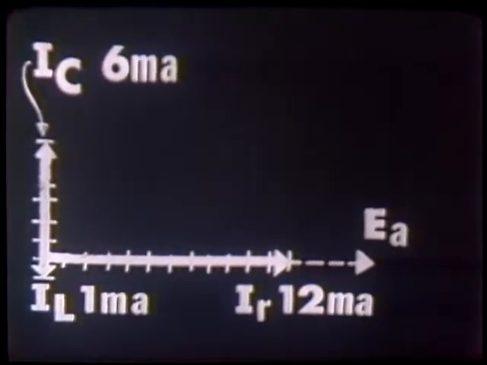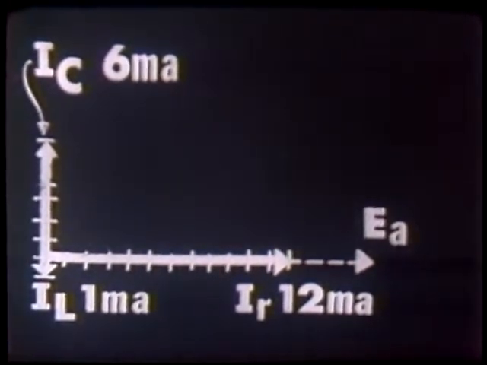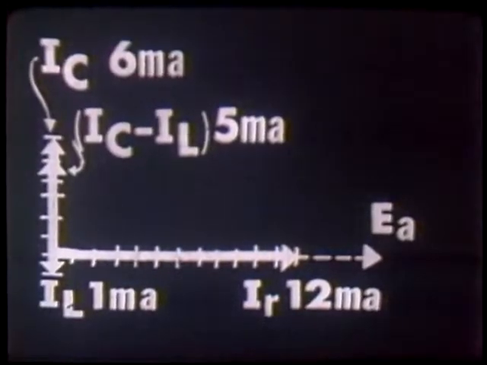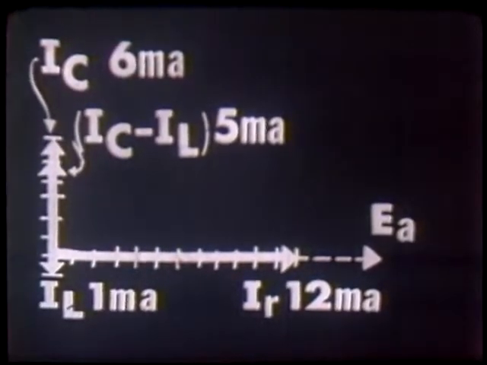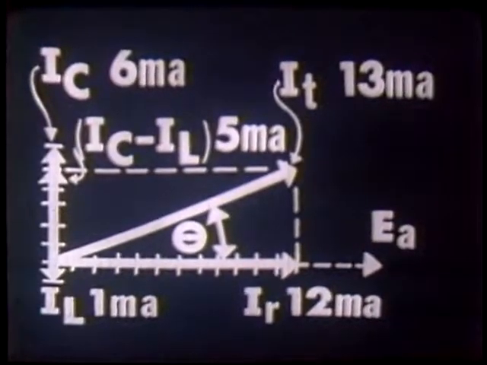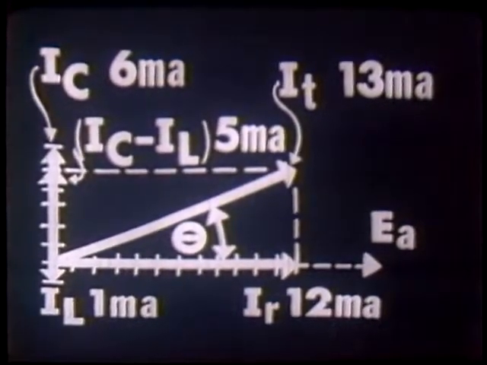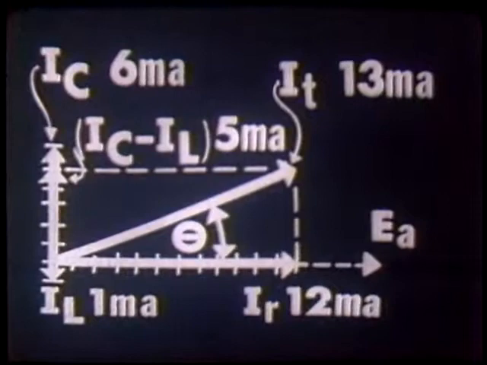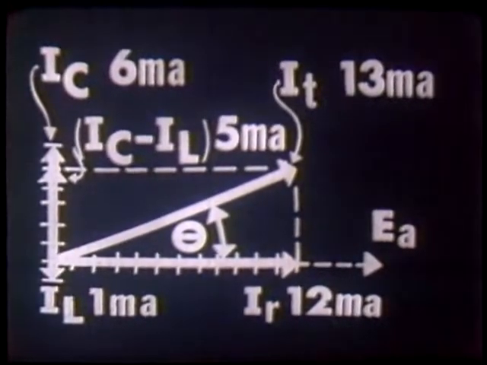Since IL and IC are 180 degrees out of phase, IL can be subtracted from IC and leave a vector sum of 5 milliamperes like this. We can now construct our parallelogram and draw in our current vector, which would appear like this. If we measured the magnitude of our current vector, IT, it would measure 13 units long, representing a total current of 13 milliamperes. Now we have our phase angle theta generated here.